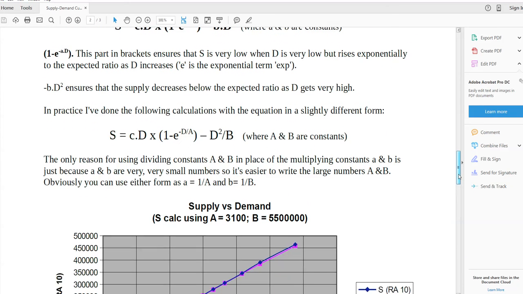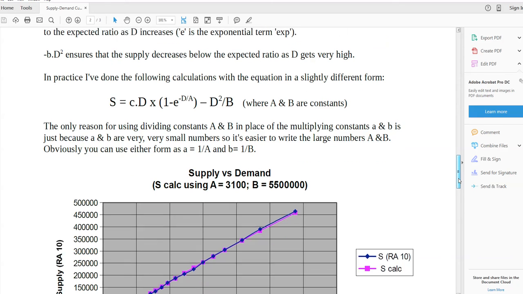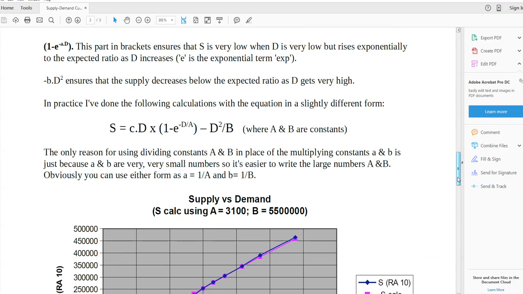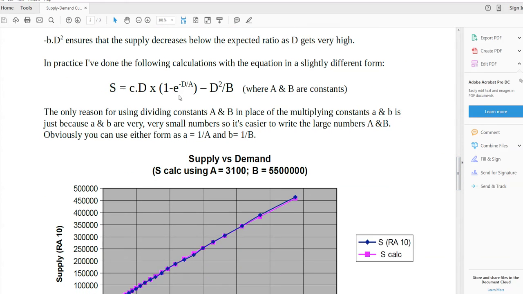I actually changed it slightly when I did the calculation, only because these two constants here, A and B, turn out to be very, very small numbers indeed, and it's just fiddly writing down very, very small numbers. So I slightly reformulated the equation to have divided by A, then divided by B, because A and B then are big numbers, and it's just easier to write them down. But it's basically the same equation as before.